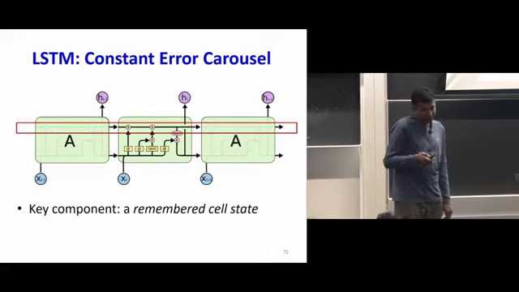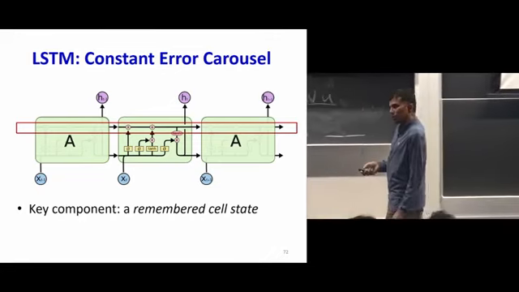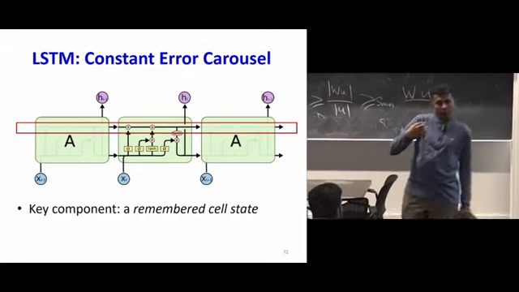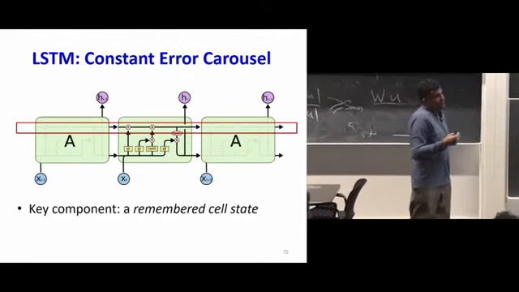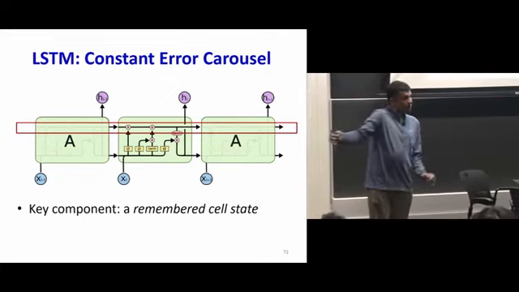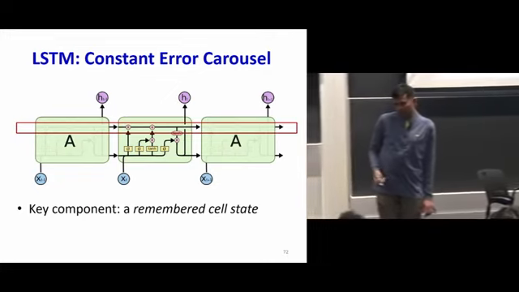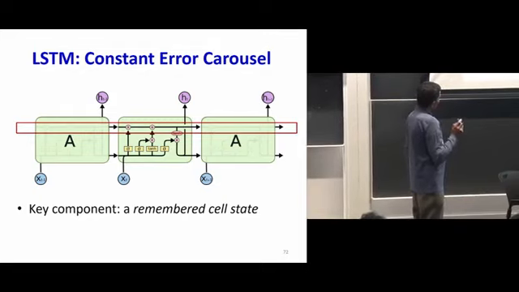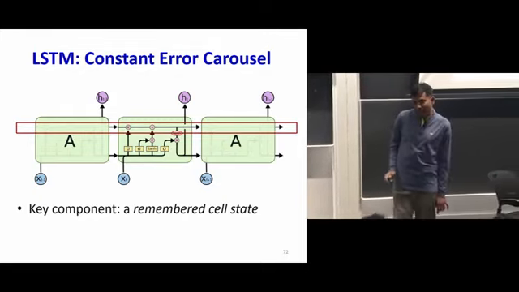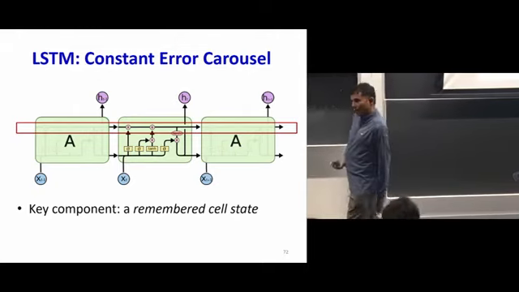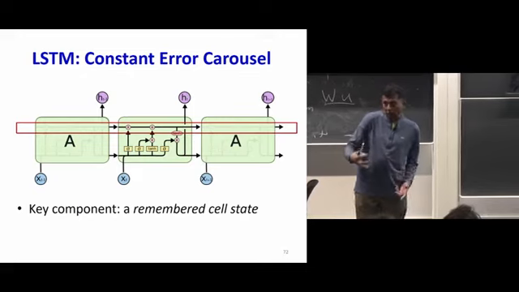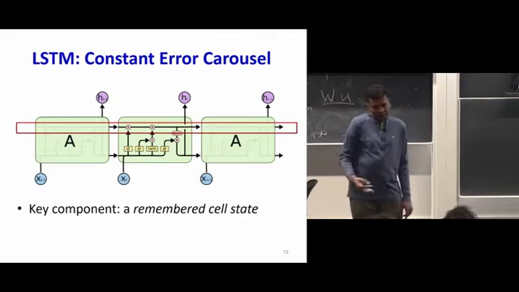So that is your constant error carousel. It's called a constant error carousel because the inventors of this architecture thought of it in terms of the error flowing backwards. But this is really a constant information or a constant memory carousel, in the sense that the memory is being held unless otherwise modified. So the key component is a remembered cell state. We're calling it a cell. Each unit is a cell. In the past, we just had one simple perceptron. Now it's got a whole combination of things inside it. That's why we're calling it a cell.